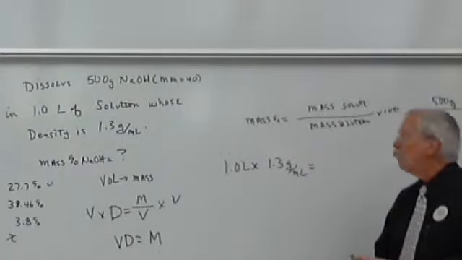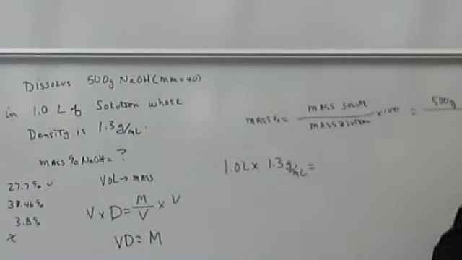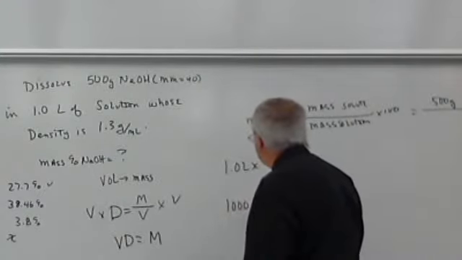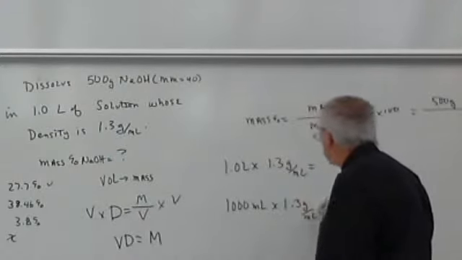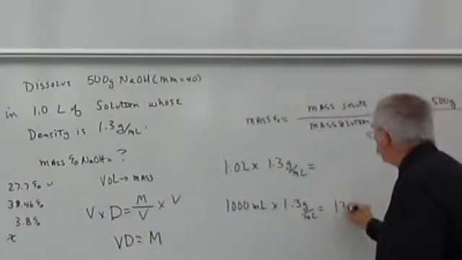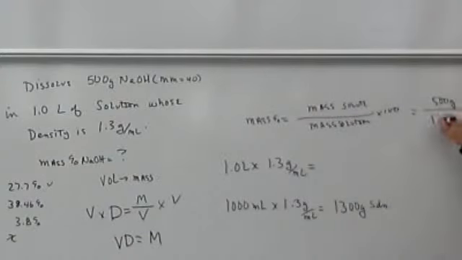I need to make a conversion. So probably the easiest thing to do is to convert the 1 liter into milliliters. Can I do that off the top of my head? I'm supposed to know that definition. There's 1,000 milliliters in a liter. So now when I multiply that by 1.3 grams per milliliter, the milliliters cancel and I'm left with grams of solution. So I end up with 1,300 grams of my solution. I can put that directly in the problem, multiply by 100, and if I do that math correctly, I get the 38.5.